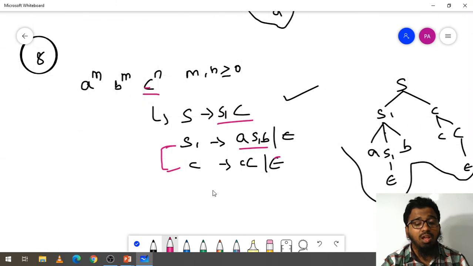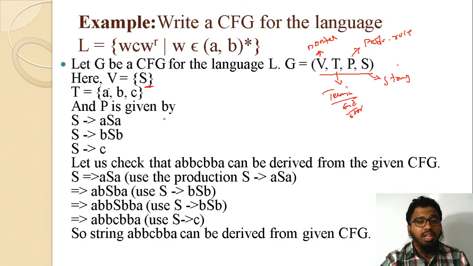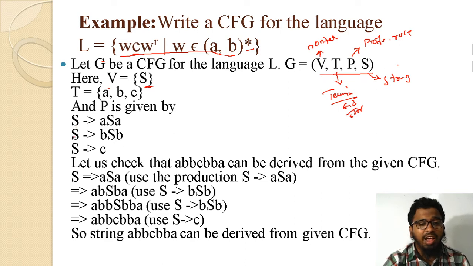Okay, so these are some of the examples. Here in the same way we have W belongs to {A, B} closure. For this, what is V? V is S, T is A, B, C, and P is given. What is the production? You can write S to SS, or you can write BSB, or C. So what is this? This is a palindrome.